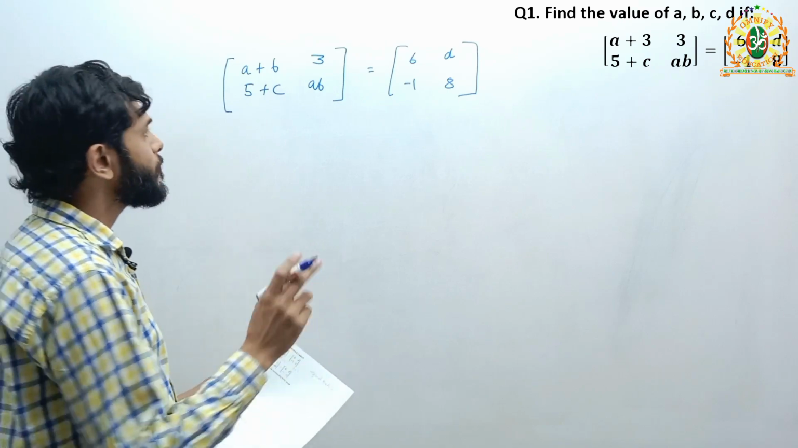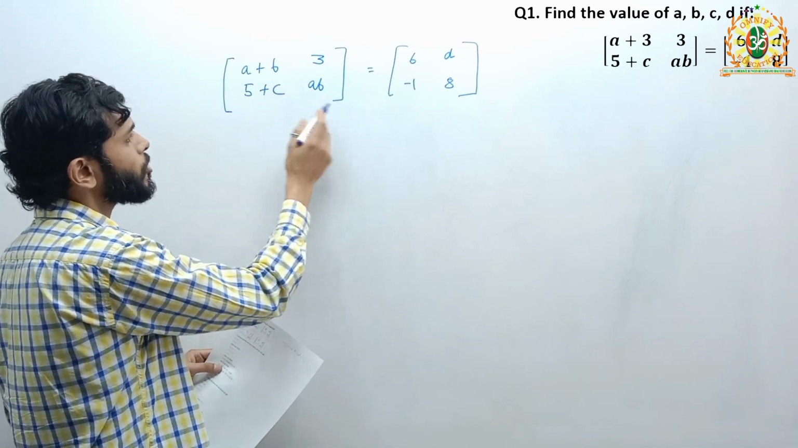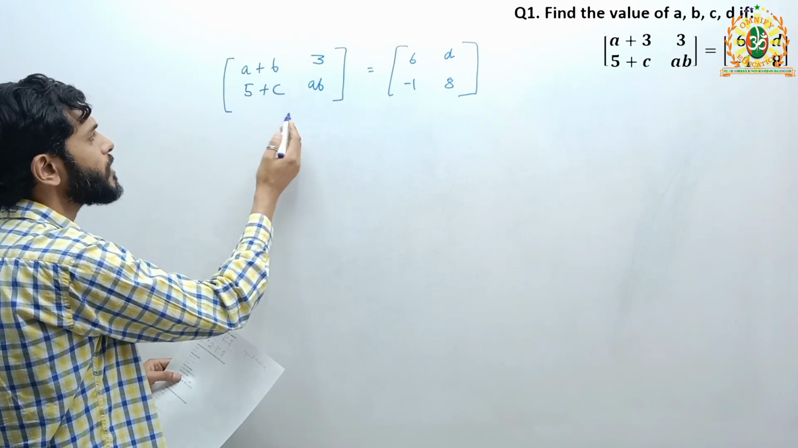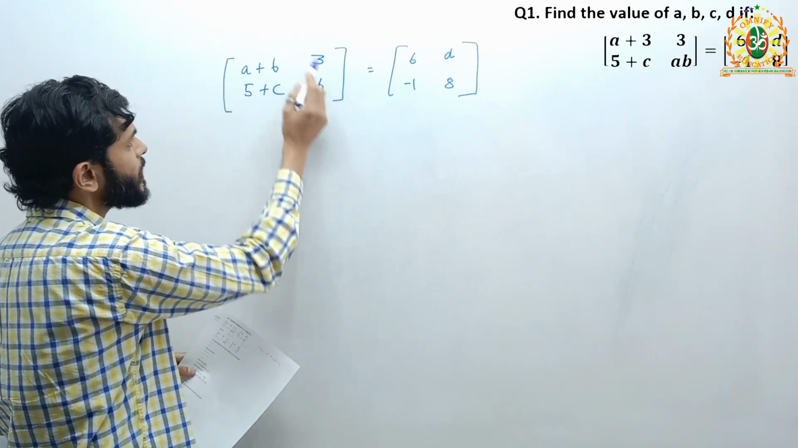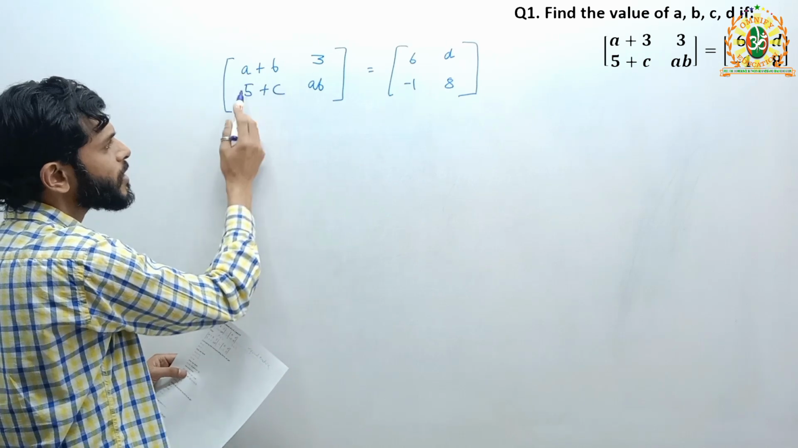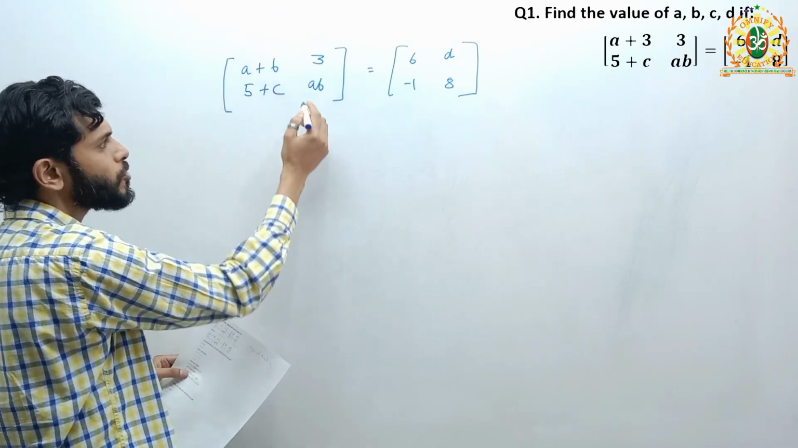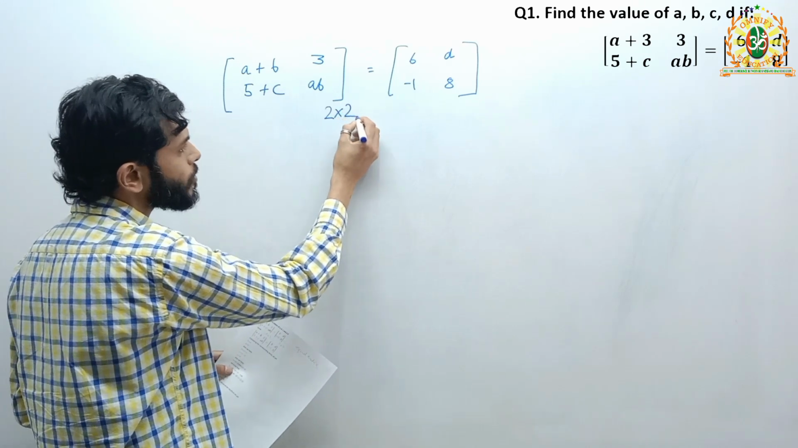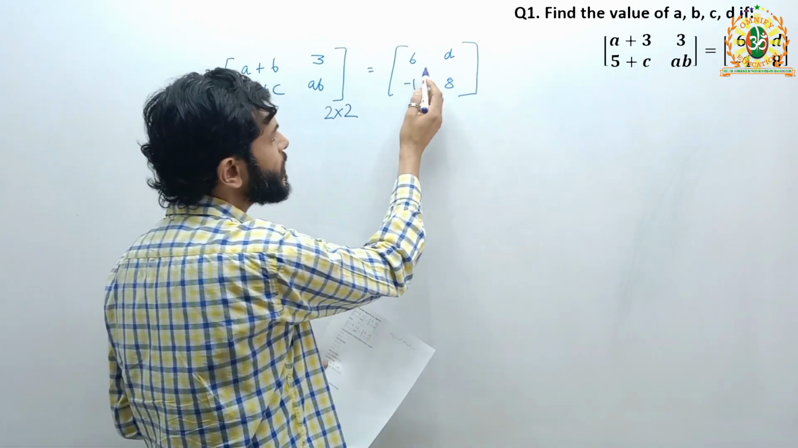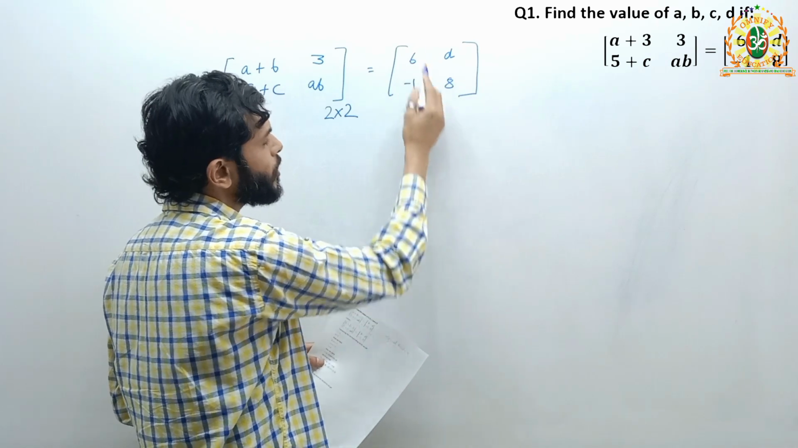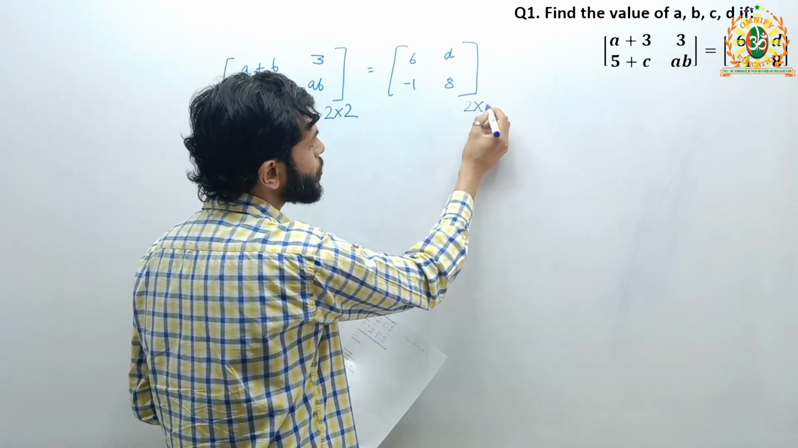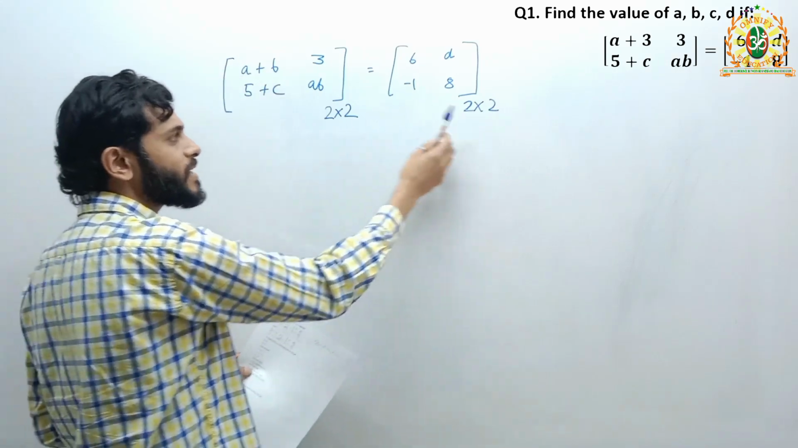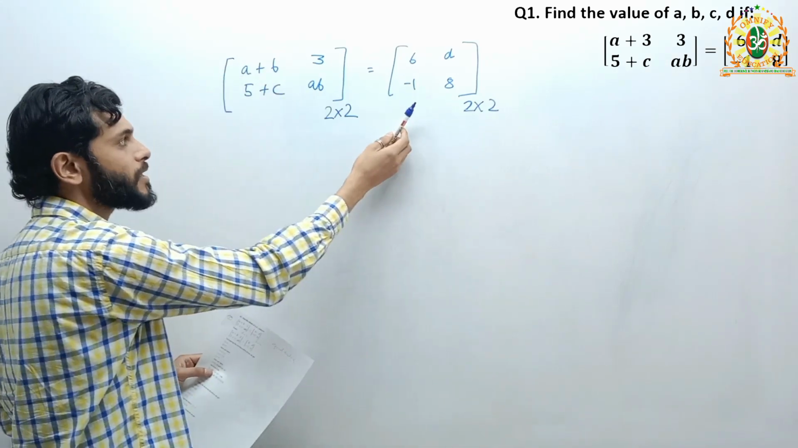First of all, you have to find the order of this matrix and this matrix. In finding the order, you take the number of rows and the number of columns. The number of rows here are 2 and the number of columns are 2, so you write it as number of rows into number of columns. So it becomes 2 into 2. Similarly here, number of rows are 2 and number of columns are 2. So 2 into 2. Only if the order of the matrices is the same can you equate the matrices.